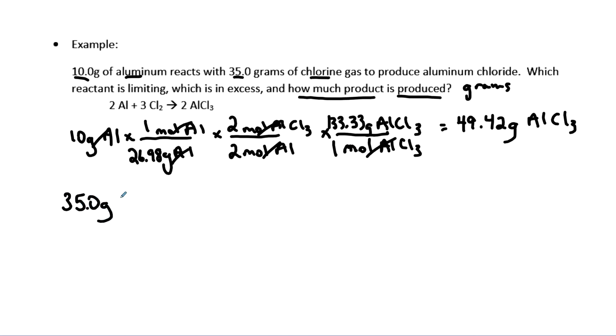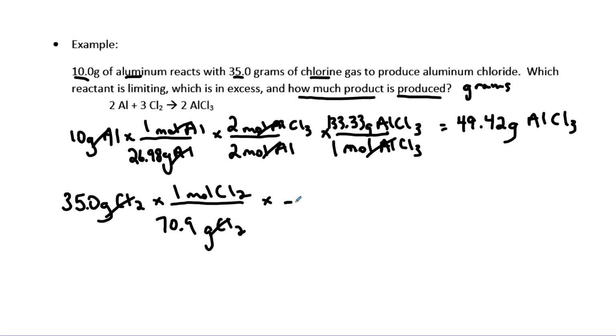So we have 35 grams of chlorine. So I'm going to go through the same set of steps. I'm going to work my way from chlorine over to grams of aluminum chloride so I can compare those two amounts. So again, I need to get to moles first. So in 1 mole of chlorine, 2 times the mass of chlorine would give me 70.9 grams.